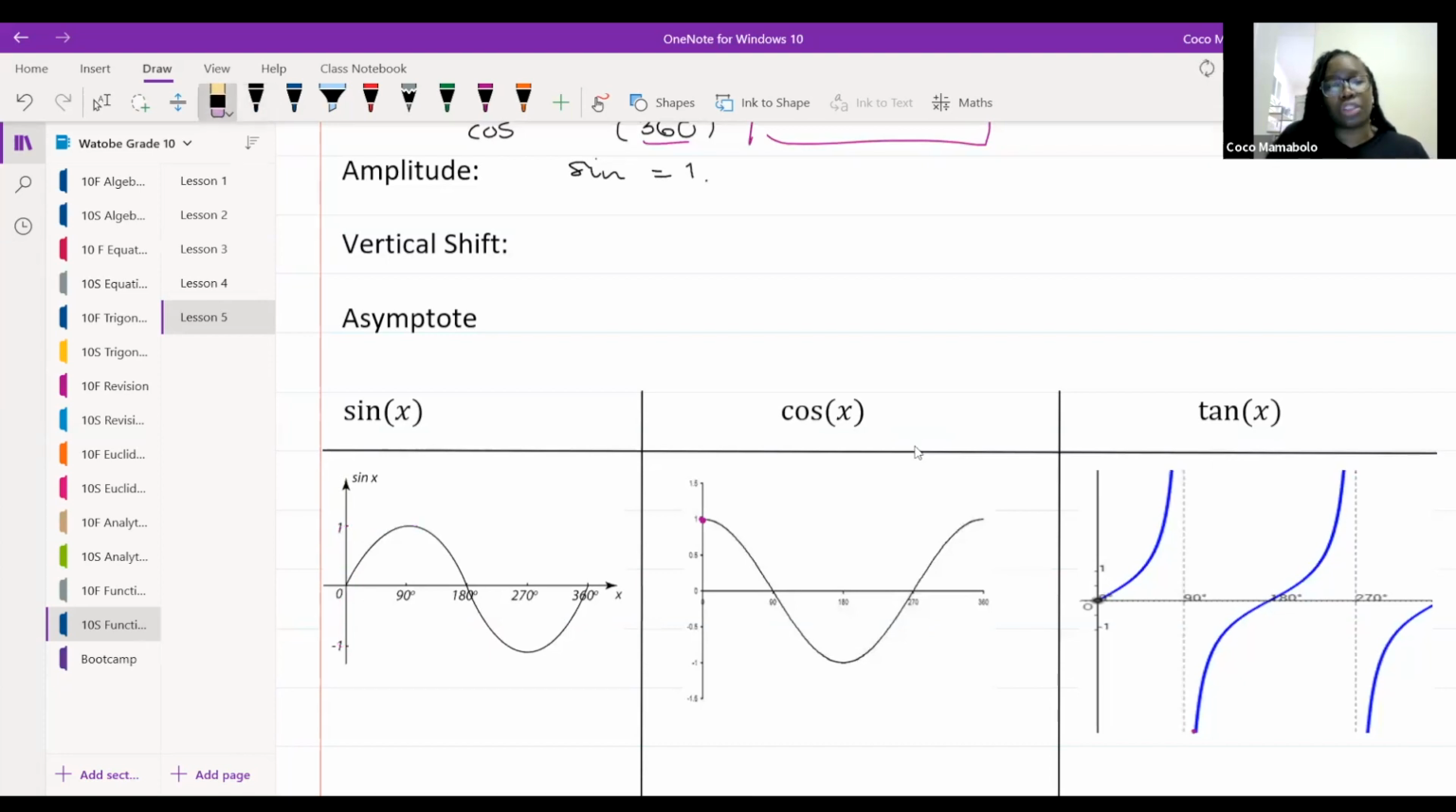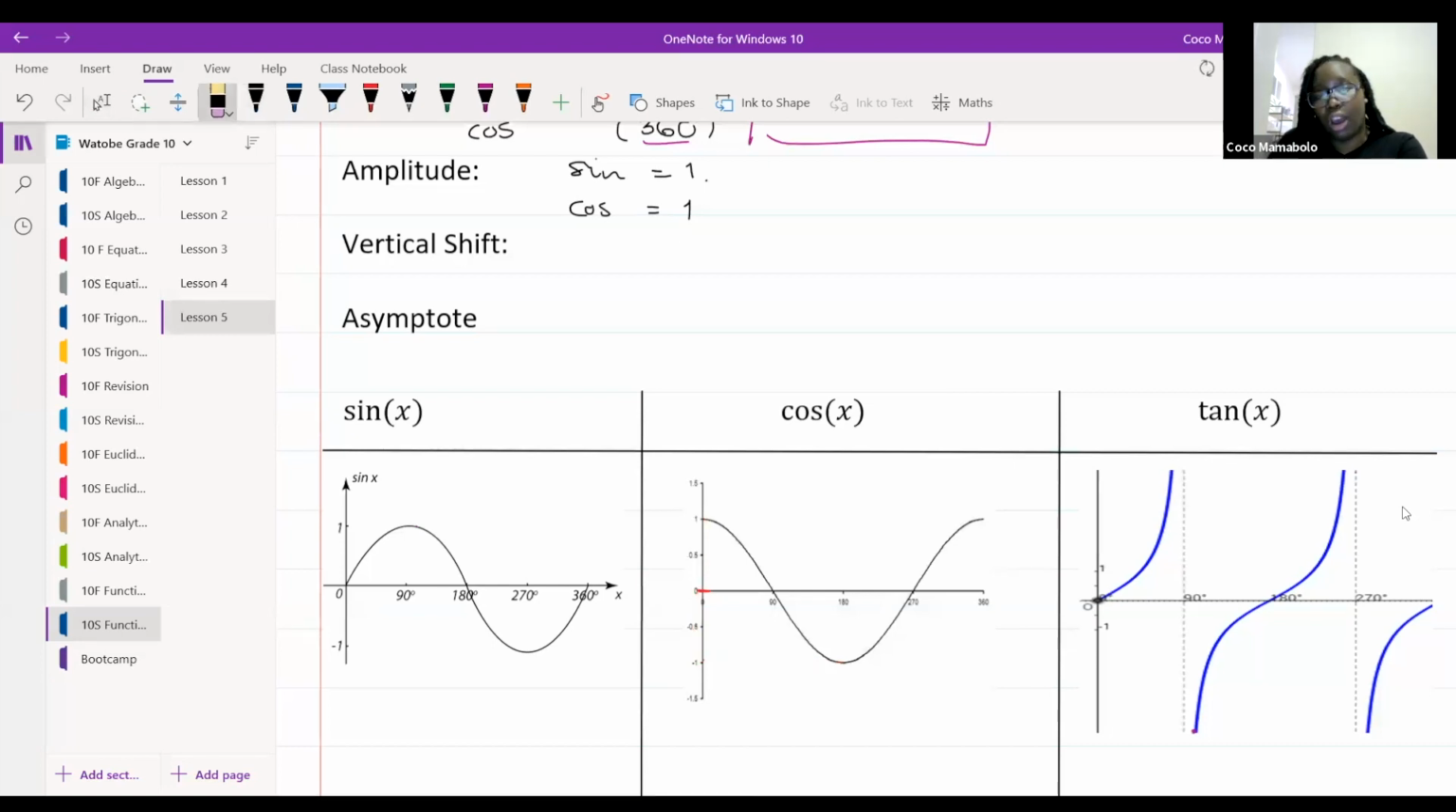Same with a cos graph. If we look at it from 0, how far up does it go? It goes to 1. And how far down does it go? It goes 1 down. So the amplitude for a cos graph is also 1.